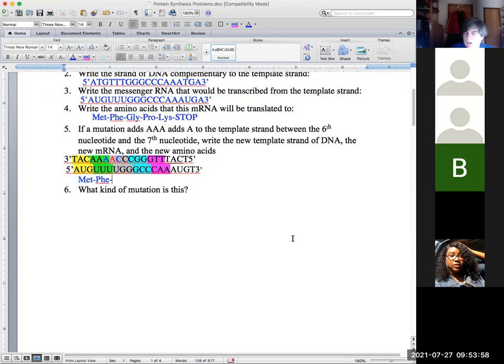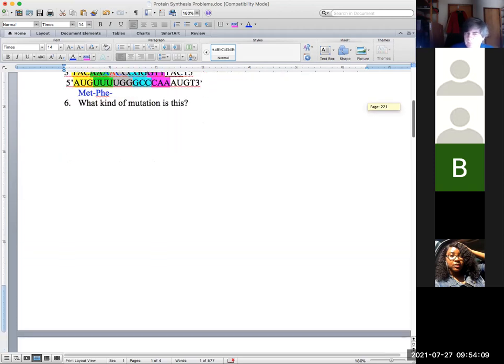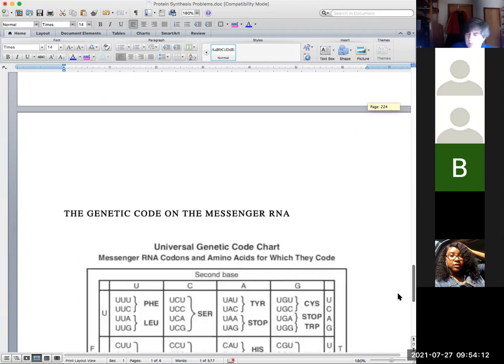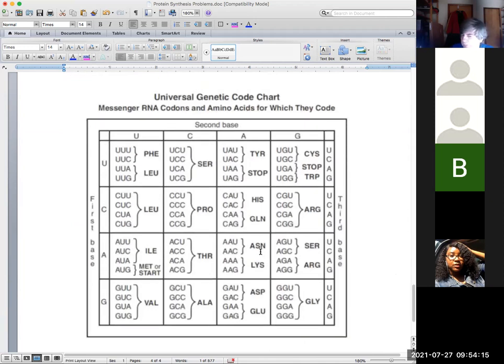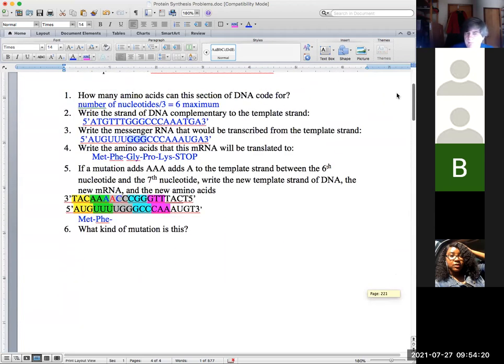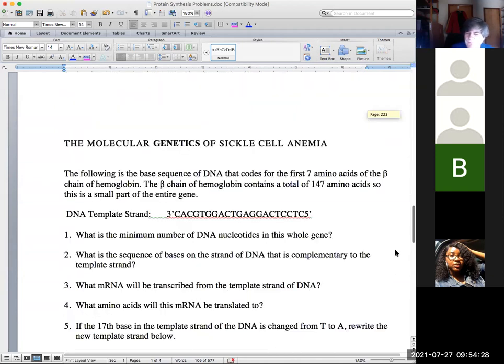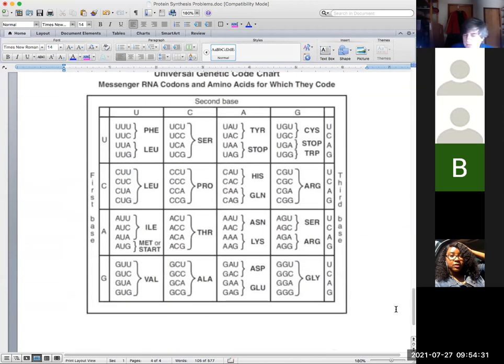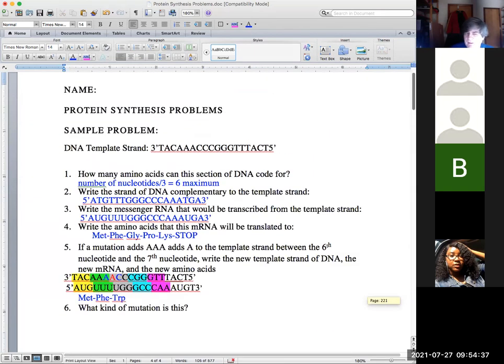But now we have UGG. That's different. Notice before we had GGG in this spot. So let's look up UGG. So UGG is tryptophan, TRP. Now we have GCC. So if we look up GCC, that's alanine, ALA.